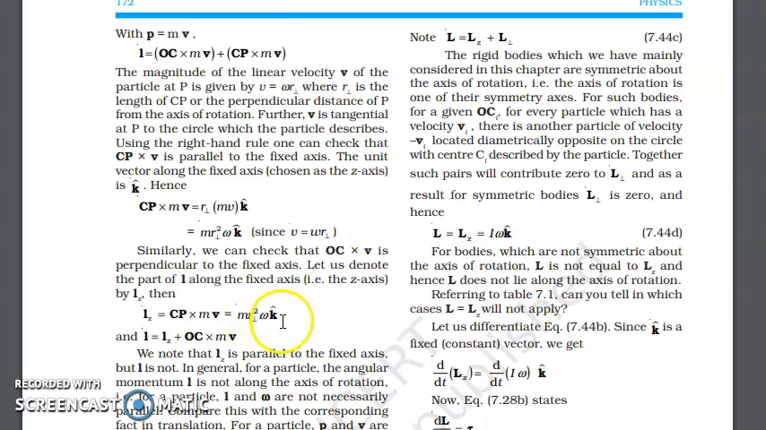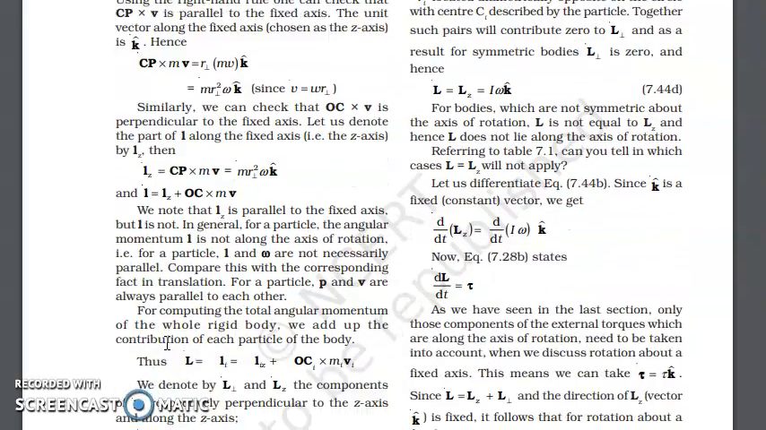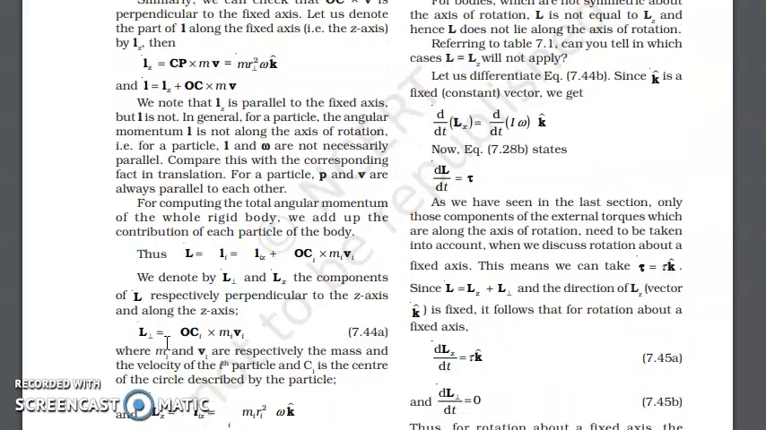It means m r squared omega k cap. So the whole L can be written as Lz plus OC cross mv. We have written this term in terms of Lz. Now the next term is... Lz is parallel to the fixed axis, but L is not parallel. In general, angular momentum L is not along the fixed axis. Lz is here along the fixed axis.